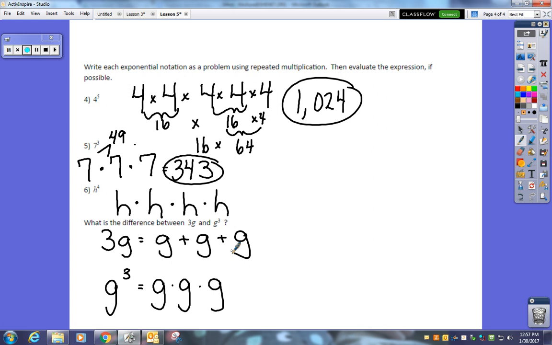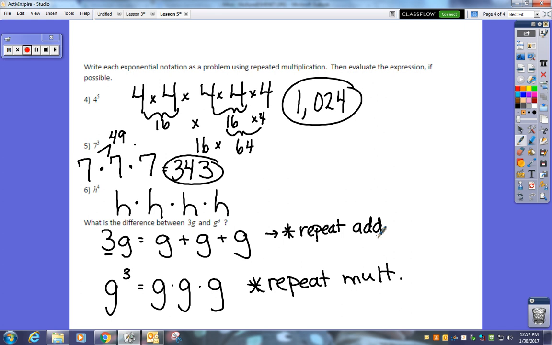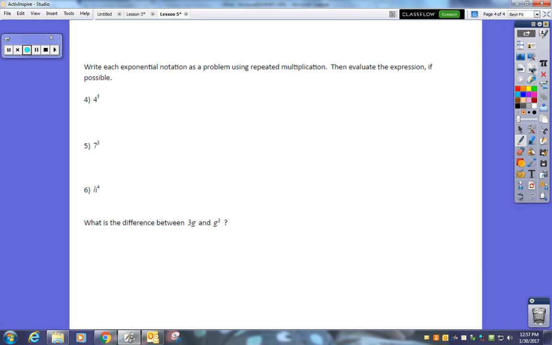So the difference here is when we're using an exponent, it's repeated multiplication. And when we put a coefficient in front of our variable, we're multiplying a number and the variable together. That's actually representing repeated addition. Okay, so you have to remember that. That's always a question on quizzes and tests. So make sure that you understand the difference between 3g and g cubed, or any other number similar to that.